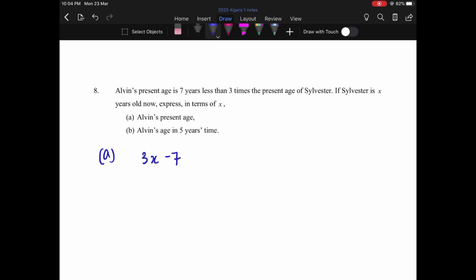Okay. Part B. What is Alvin's age in 5 years' time? So 5 years in the future, you will need to add 5. So evaluating this, 3x, negative 7. The negative sign belongs to the 7. So negative 7 plus 5, you get negative 2. So 3x minus 2.